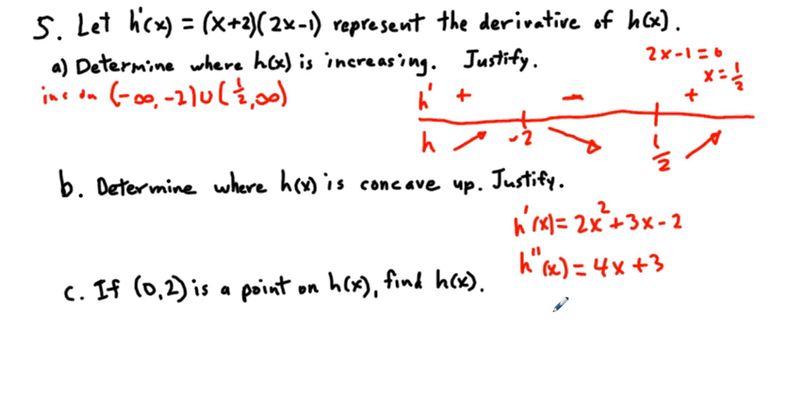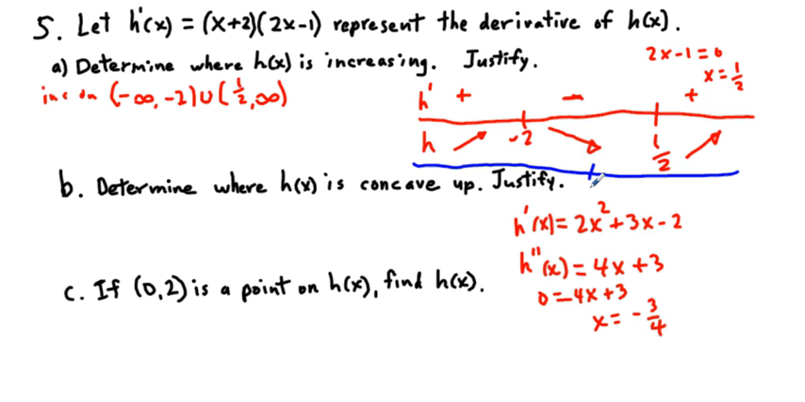And so for concavity, we set this equal to 0. So 0 equals 4x plus 3. So x is going to be equal to negative 3 over 4. Am I right? I think I'm right. So that's going to be our point of concavity, or critical number of concavity. So I'm going to just make a number line right up here, in blue. And I'm going to put negative 3/4 down here.